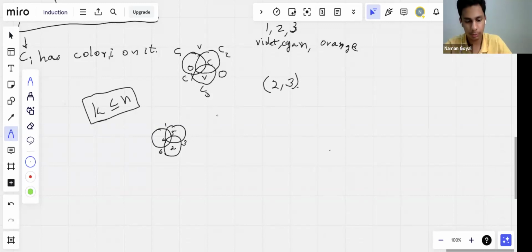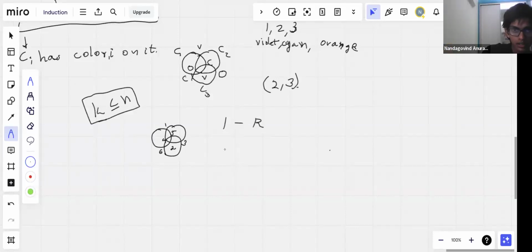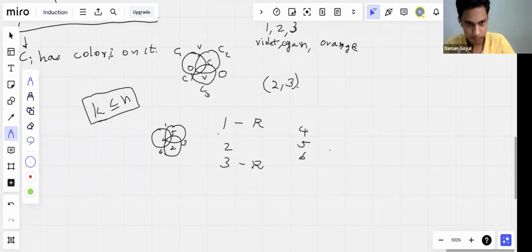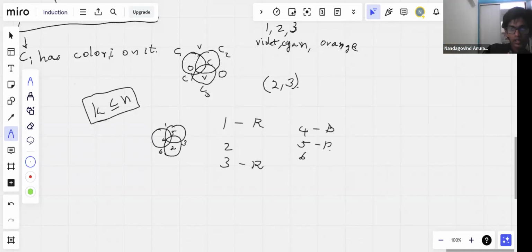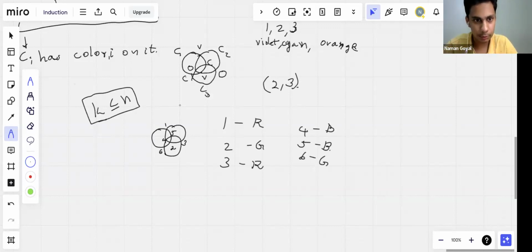Should I tell my construction? Yeah, sure. I have selected the colors red, blue, and green. So colors 1 and 3 are red. So I'll just check 2, 3, 4, 5, 6. So these two are red. 4 and 5 are blue, and 2 and 6 are green.